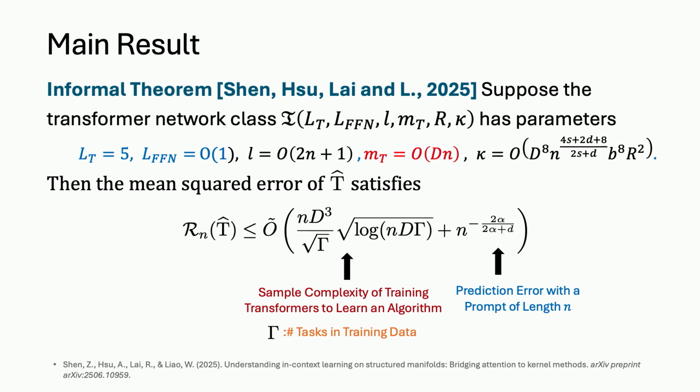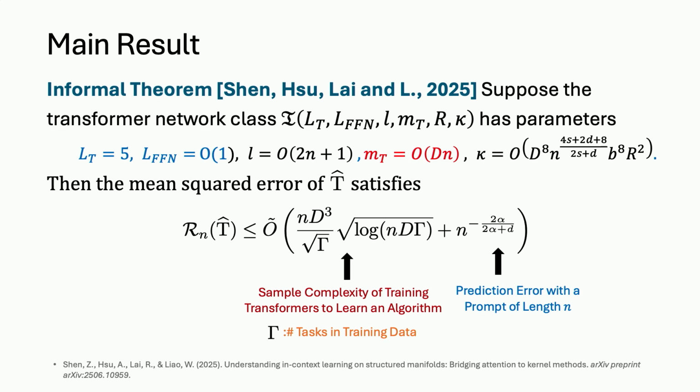And the first part is new for in-context learning, in the sense that the transformer needs to learn an algorithm to make predictions for f. So the sample complexity of learning the algorithm scales like 1 over the square root of gamma. Well, gamma is the number of training tasks. So this part is saying that if you see more and more training tasks, you are going to learn the algorithm better.